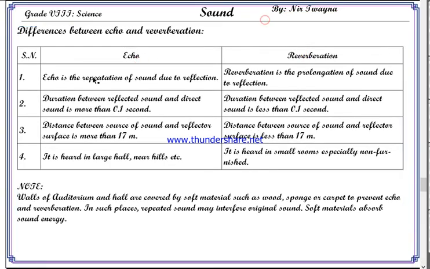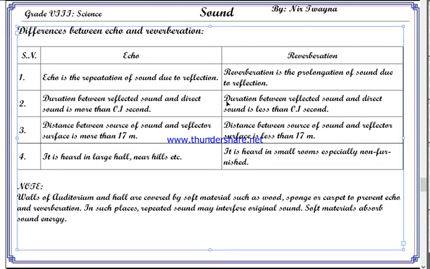Now if you have understood both echo and reverberation, then I hope you can differentiate between them. See, the first point, echo is repetition of sound due to reflection, whereas reverberation is prolongation of sound due to reflection. The duration between reflected sound and direct sound should be more than 0.1 second in case of echo, and less than 0.1 second in case of reverberation. And the distance between source of sound and reflector surface must be more than 17 meter in echo and less than 17 meter in reverberation. Echo occurs in large halls, near hills, etc., whereas reverberation occurs in small rooms, especially non-furnished. Any confusion out here?